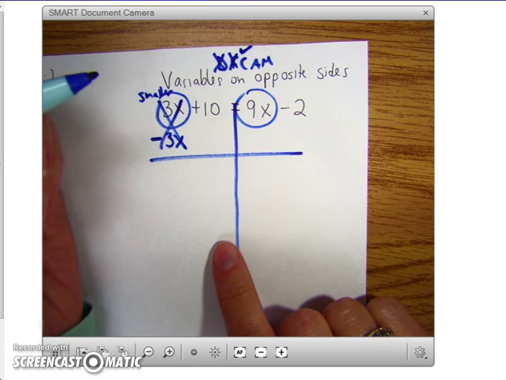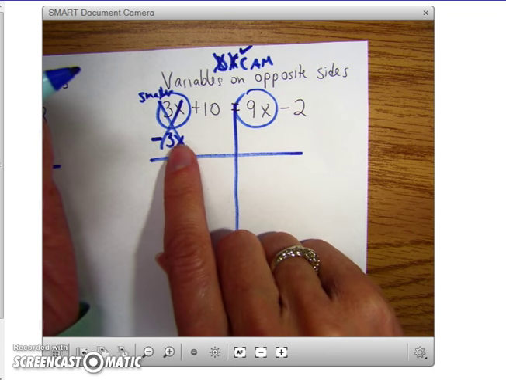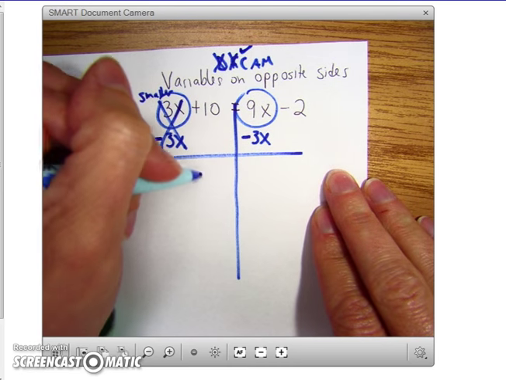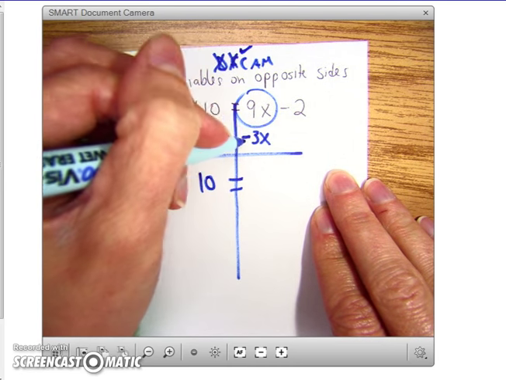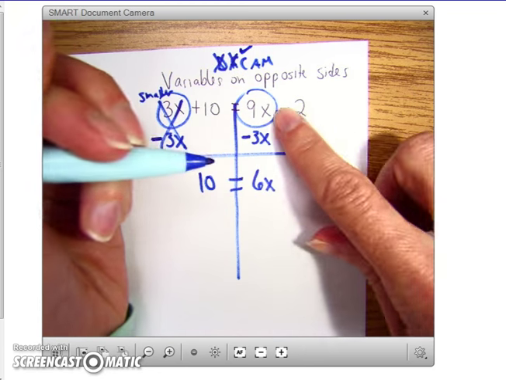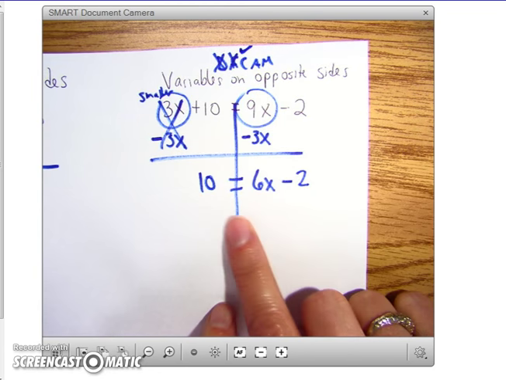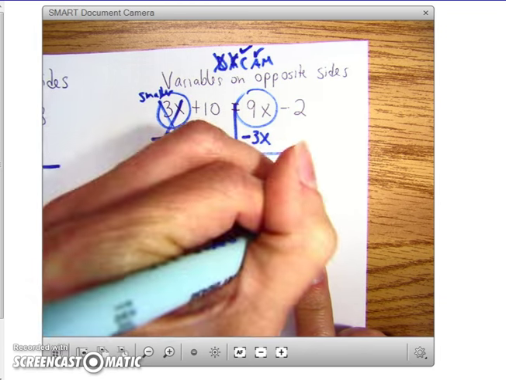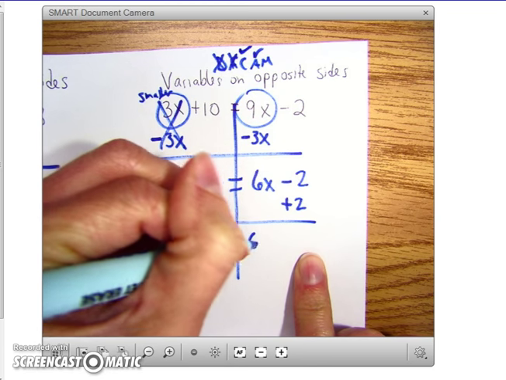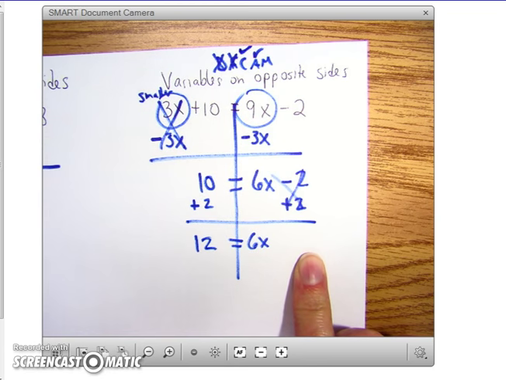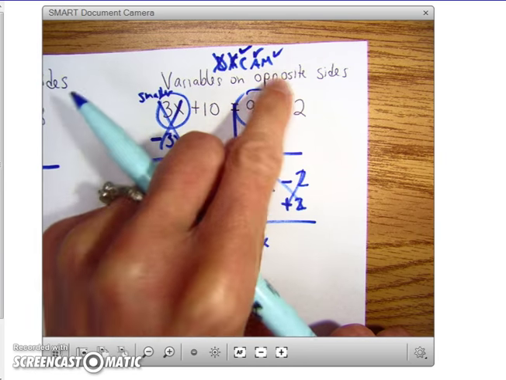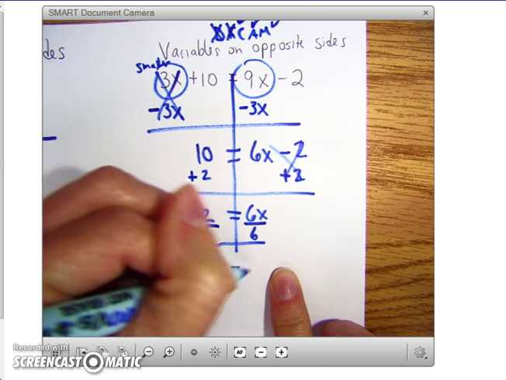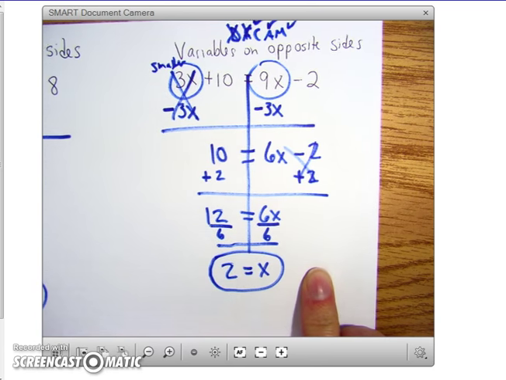So now all I have left, oh wait, if I did a negative 3x on this side, I also have to do it on this side. There. Now, I have 9x's take away 3x's is 6x's, bring down the minus 2. Now I should add or subtract something. And now I should multiply or divide by something. That's how you solve that kind.